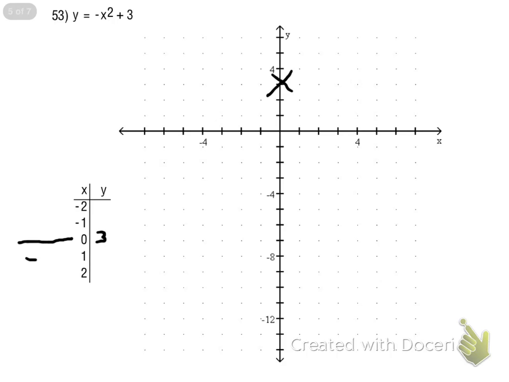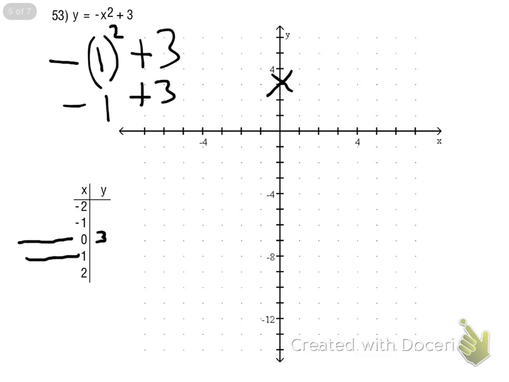When x is 1, there's the negative, but it's the 1 that's just being squared. Remember your base and exponent rule: the base is just the x, the negative has nothing to do with this. So what's 1 squared? 1, but I still have that minus there, and then I add a 3. Negative 1 plus 3 is 2, so when x is 1, y is 2. Ooh, we're coming down, not up.